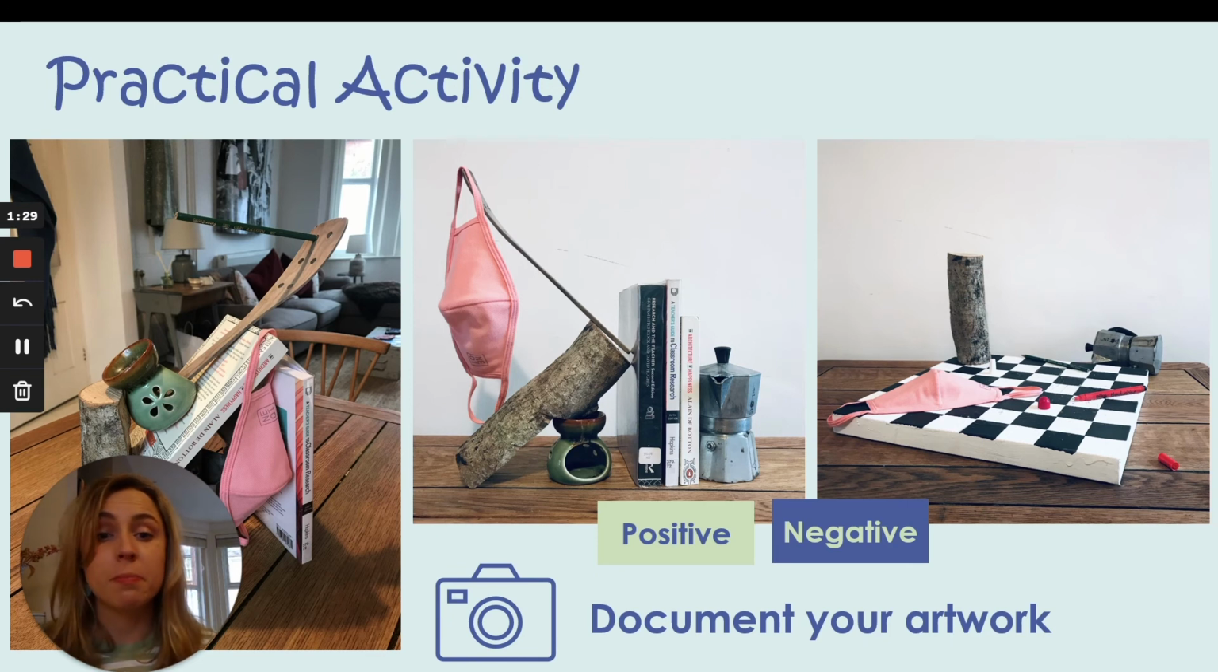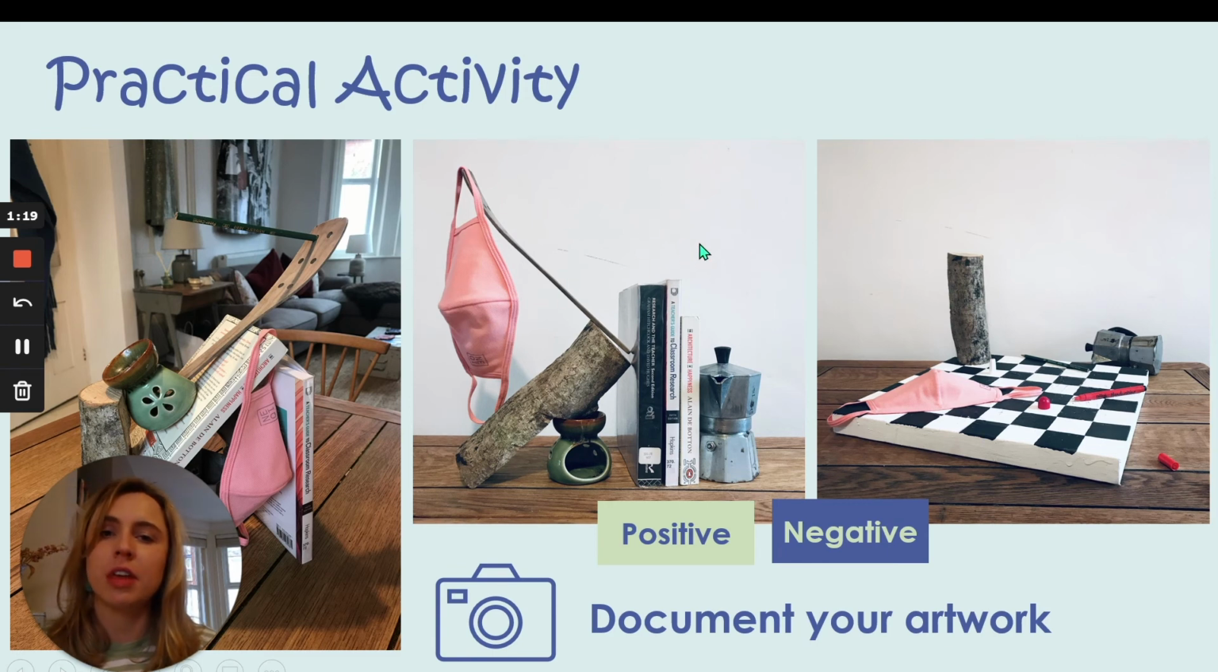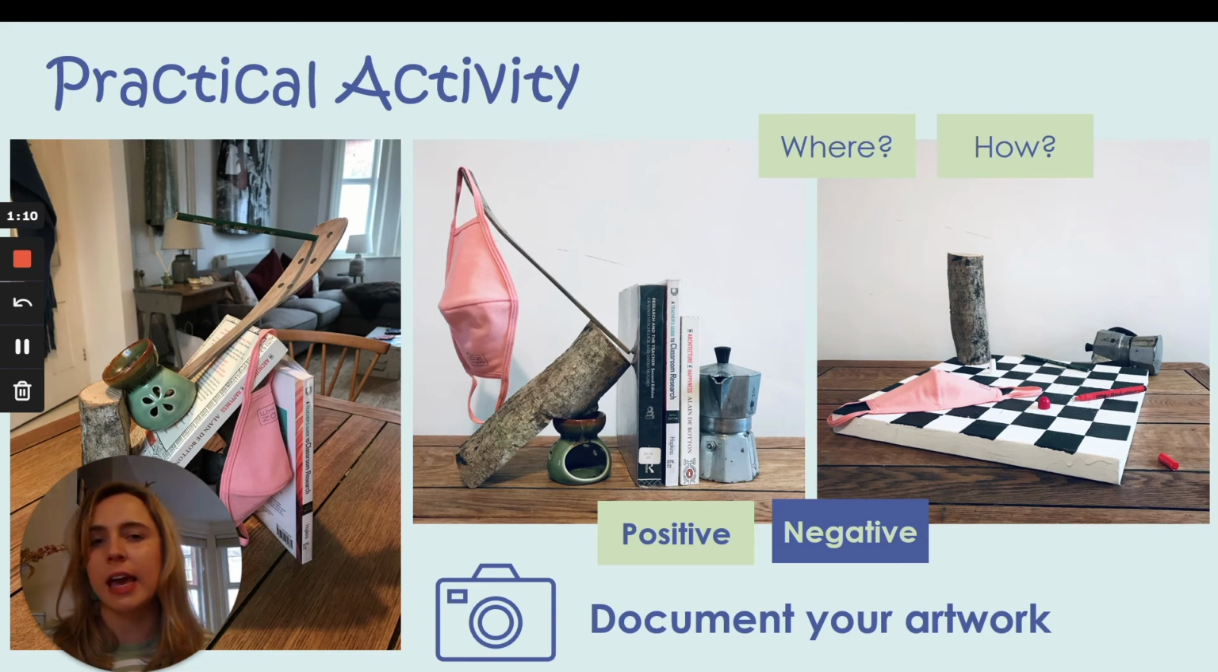So referring back to the beginning, I would like you to be thinking about your positive and negative space. So we're not only thinking about the object we're making, but we're also thinking about the space around it. And when you're thinking about the space around it, you might start to think how you want to document it.